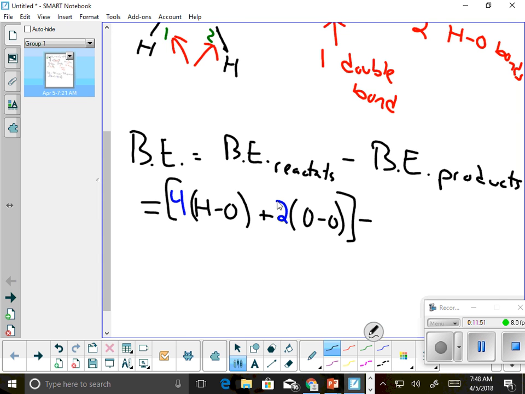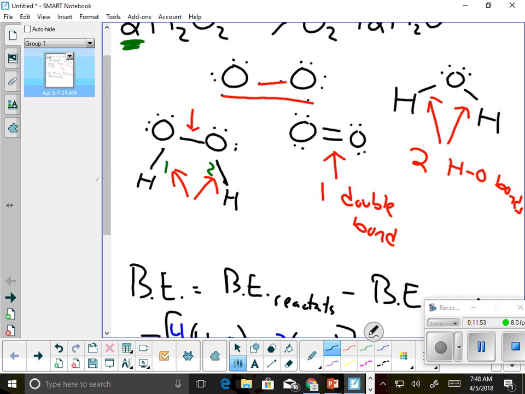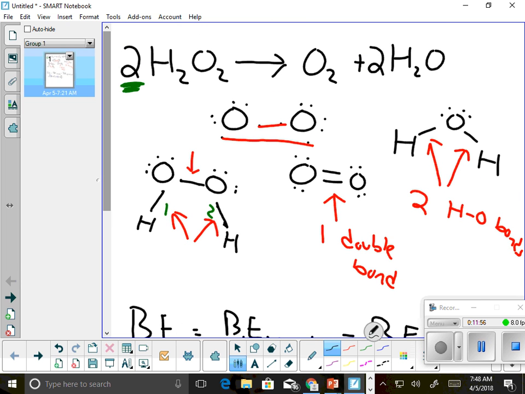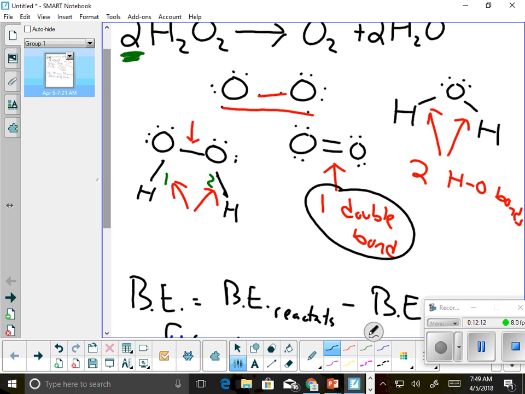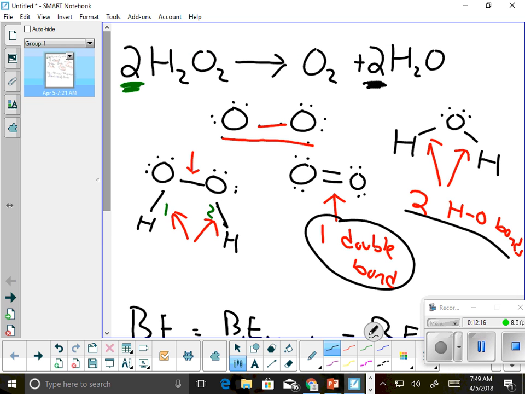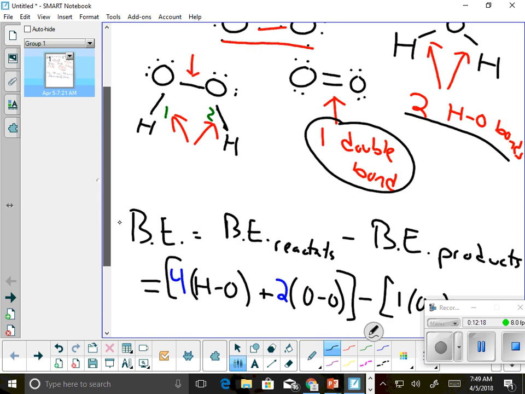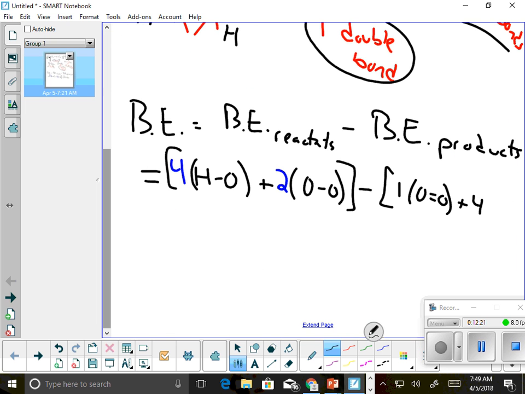If I subtract my product bonds, notice that there is one OO double bond in diatomic oxygen, and there's a coefficient of 1 in front of the oxygen in the balanced equation. So I have one OO bond. As for my water, there are two HO bonds in one water, but there are two waters in the balanced equation. So that means I have a total of 4 HO bonds.